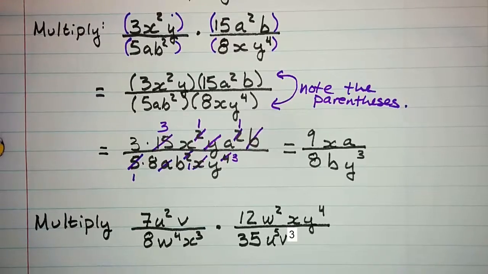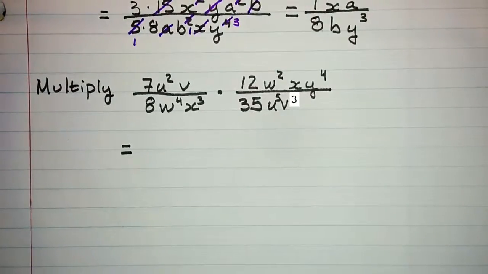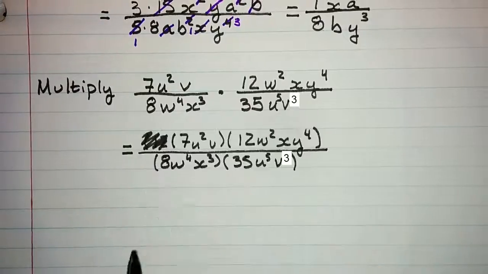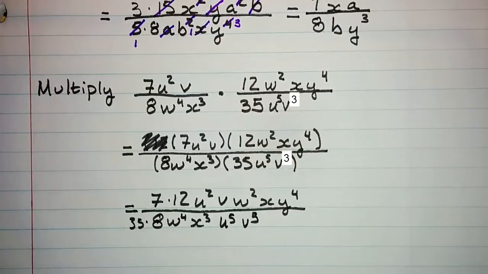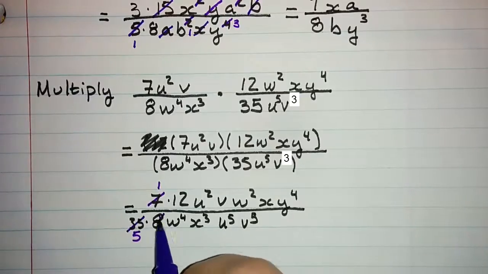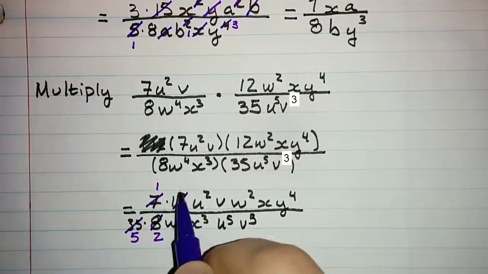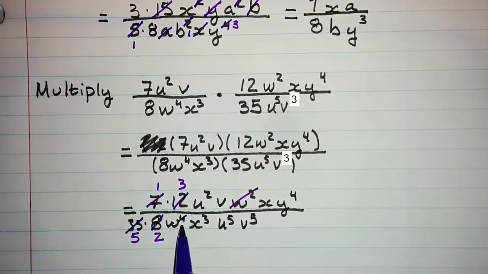Alright, our first step, again, will be to multiply the numerators and multiply the denominators. Next, we drop the parentheses and write the coefficients out front where they're easier to spot. Then let's see, 35 and 7 have a common factor of 7. 8 and 12 have a common factor of 4. W to the fourth and w squared have a common factor of w squared.